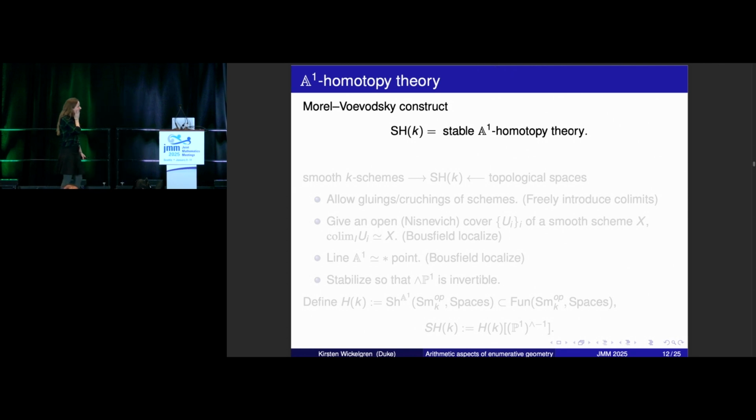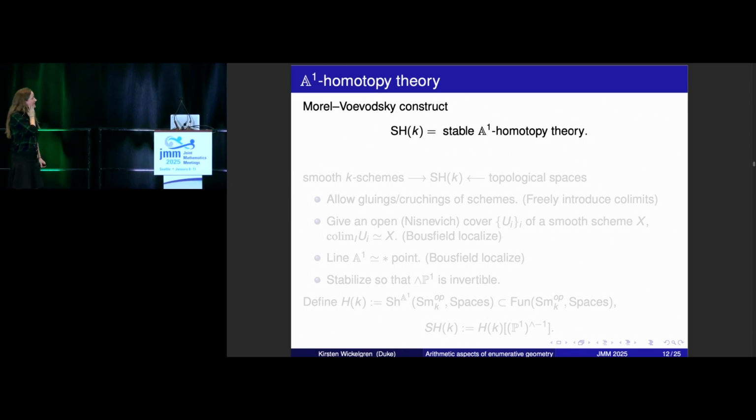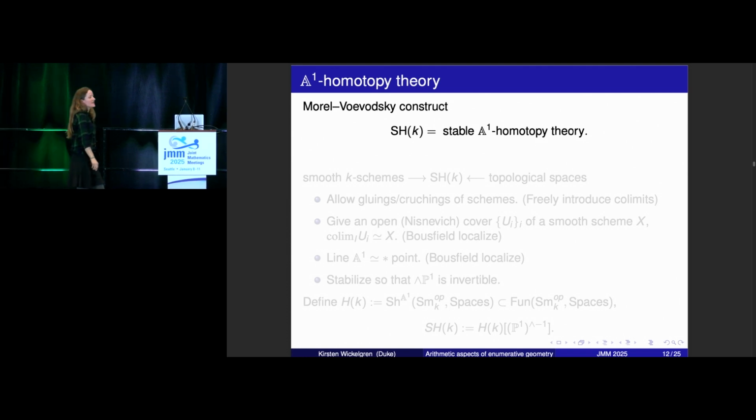So to get there, let's take a detour and talk about the A1 homotopy theory that Morel and Voevodsky construct. There's a stable A1 homotopy theory that accepts a functor from smooth K-schemes, so they determine objects in this homotopy theory, or you could make it a category, the homotopy category, and a smooth K-scheme will be in there. But you can also stick topological spaces in there too, and so you'll have both.